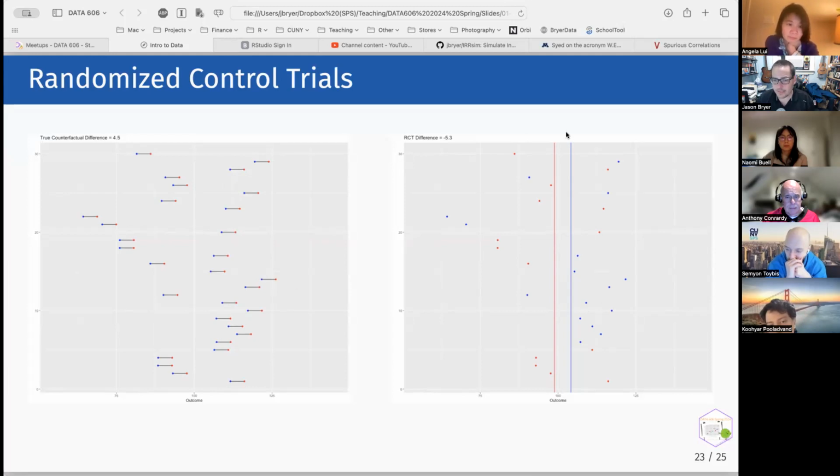And now what I do is I average all the blue dots, and I get this vertical line, and all the red dots, and I get this vertical red line. So in this particular randomized control trial, my effect is negative 5.3. Not only is it not 4.5, it's in the wrong direction.